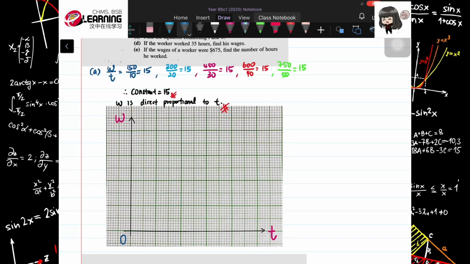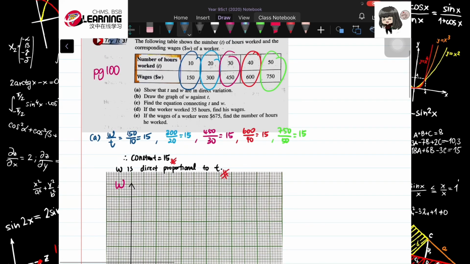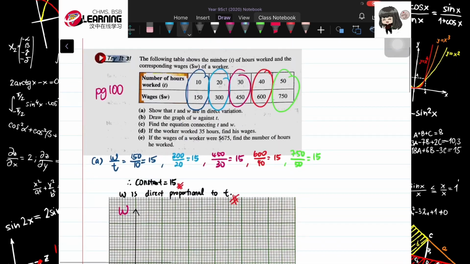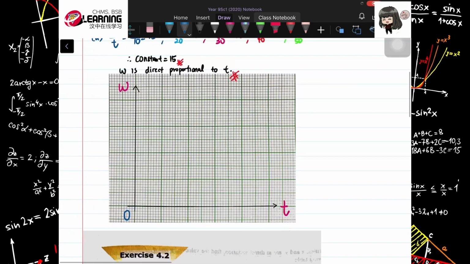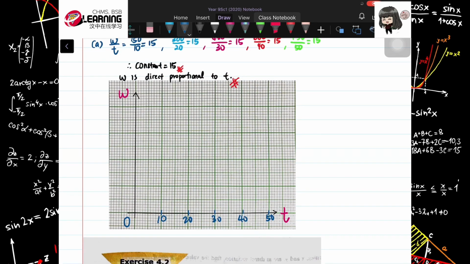Now we are going to draw this out and look at the scale. They did not give you any scale, so you can use any scale as long as it's the same unit. For the x-axis, let it be 2 centimeters to 10 units: 10, 20, 30, 40, and 50. For the y-axis, let it be 100 for each centimeter: 100, 200, 300, 400, 500, 600, 700, 800.